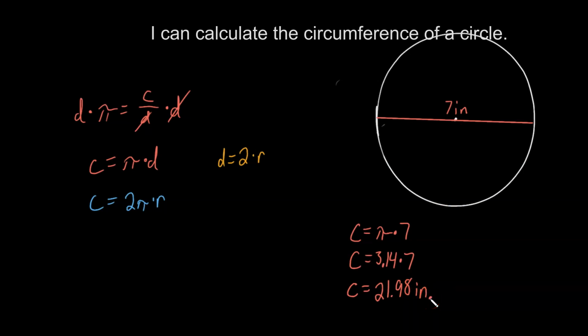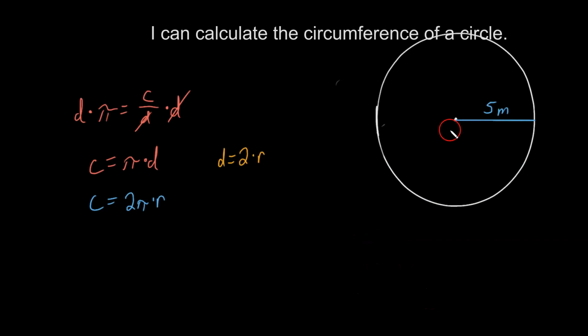Let's look at one example where we're given the radius. So in this problem, we're given that the radius is 5 meters, and now because we're given the radius, remember the radius is from the center to the outside of the circle. So we're given the radius, so we're going to use this formula down here. So we're going to say c is equal to 2 pi times 5. So we could go c is equal to 2 times 3.14 times 5.